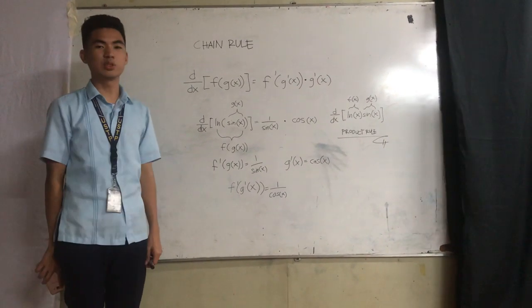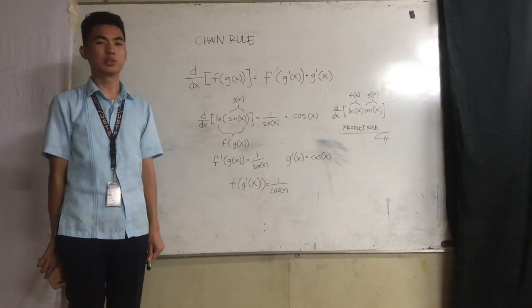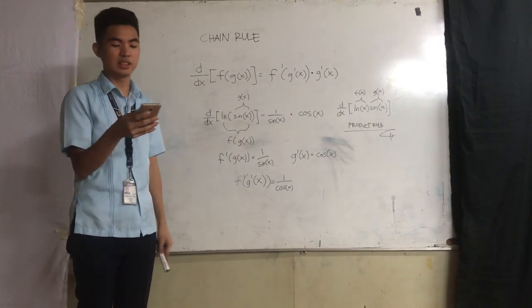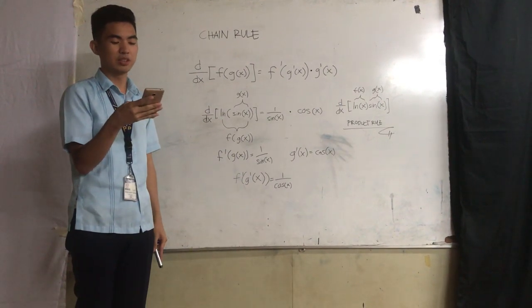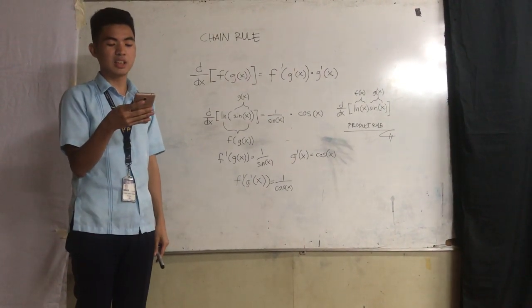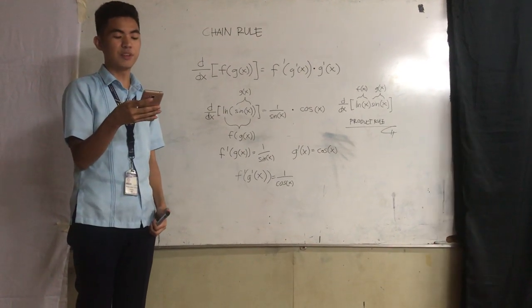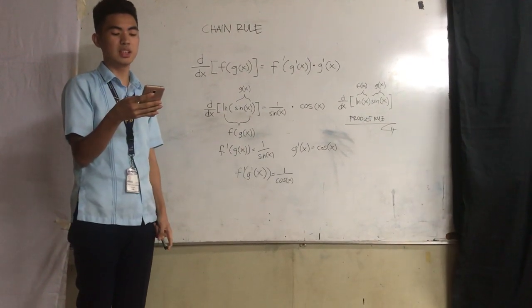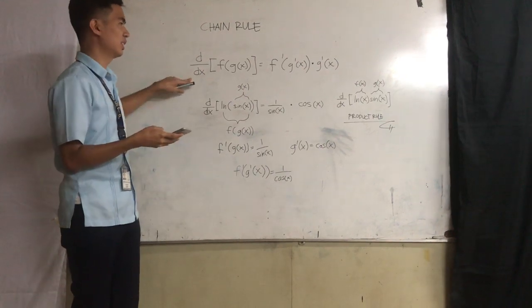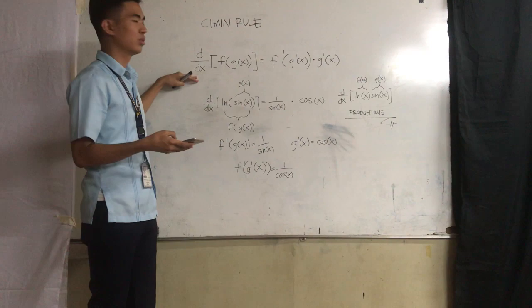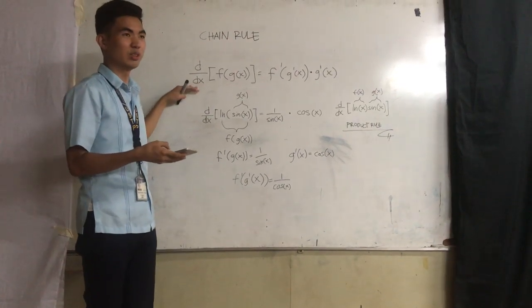This calculus 2 integral is chain rule. So the definition of chain rule states that the derivative of f of g of x is f prime of g of x times g prime of x, and this is the standard formula to substitute.